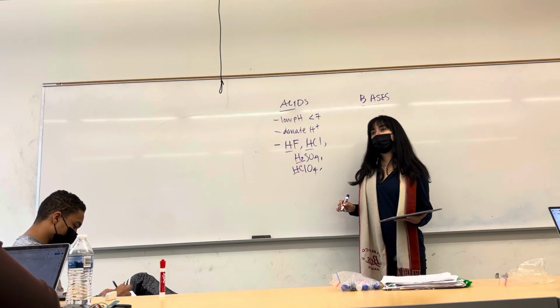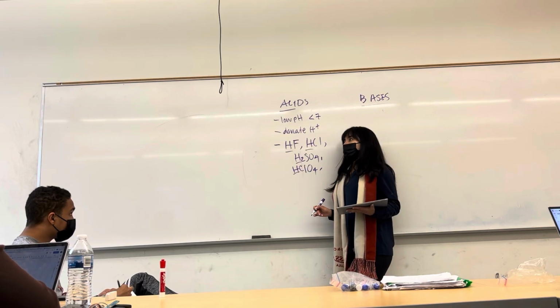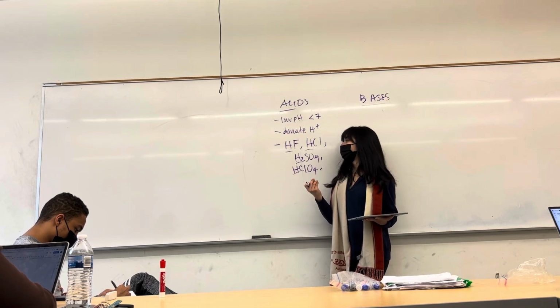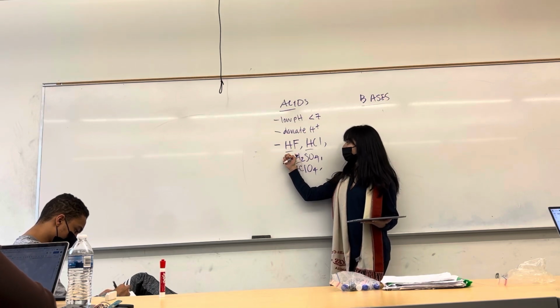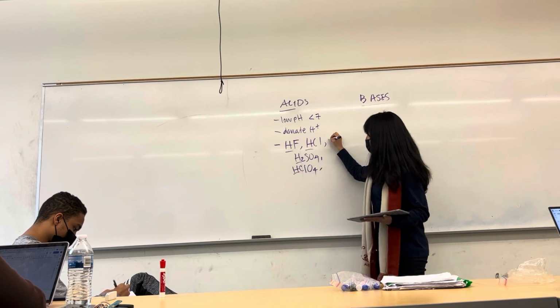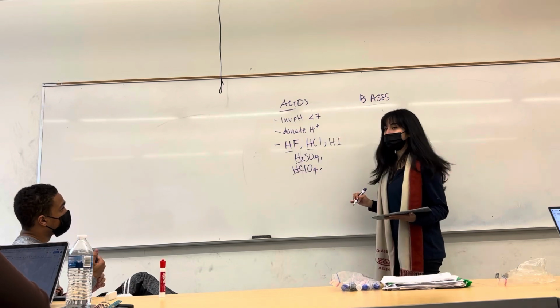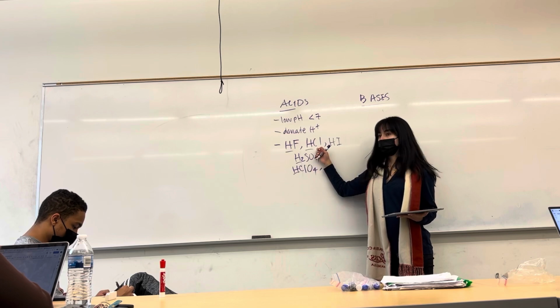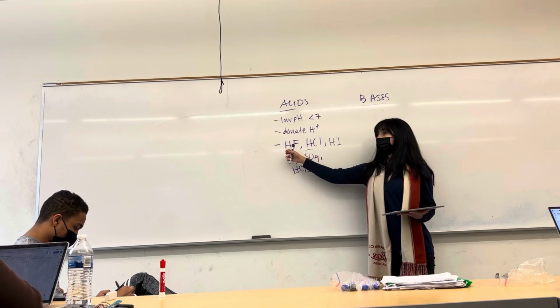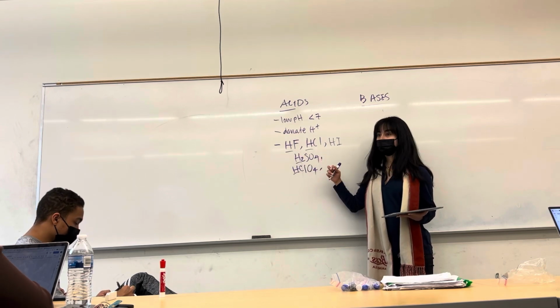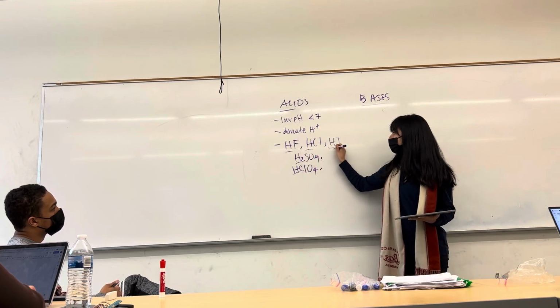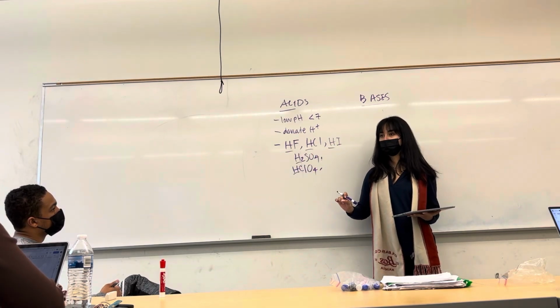How come? Well, typically H's are very acidic. So if I can find an H like this, HF, HCl, even HI, hydroiodic acid, hydrochloric acid, hydrofluoric acid, sulfuric acid, all of these are acids because of this H right here. That's how you can tell if something's an acid or not.